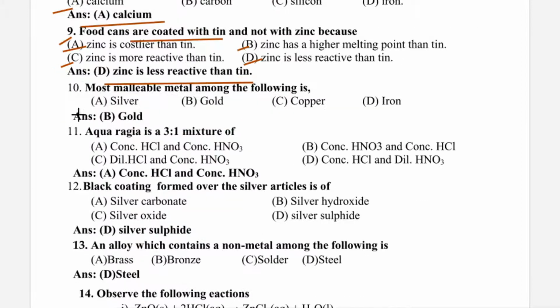Next one. Question number 10. Most malleable metal among the following. Options are silver, gold, copper and iron. We all know that gold is the most malleable metal. As we have learned, from a gram of gold, 2 kilometers of wire can be created, or it can be prepared. So the most malleable metal among these is gold.